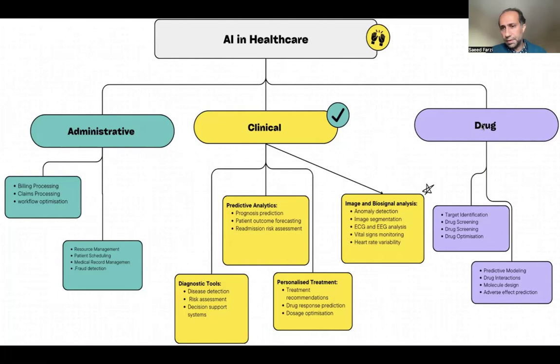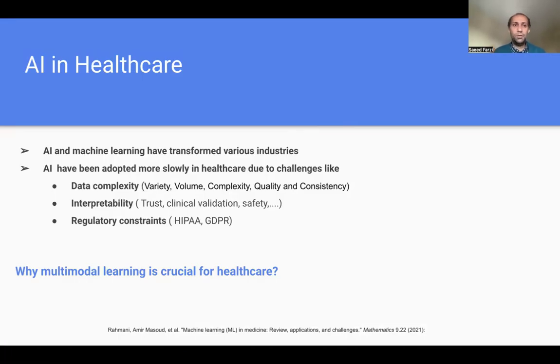The last category is about drugs. The application of AI in the drug category contains screening, target identification, drug optimization, drug design, and adverse effect prediction. You can see we have different areas, different topics, different projects which can highlight the role of AI in healthcare. In this slide, I tried to give you some insight about the vast variety of applications of AI.